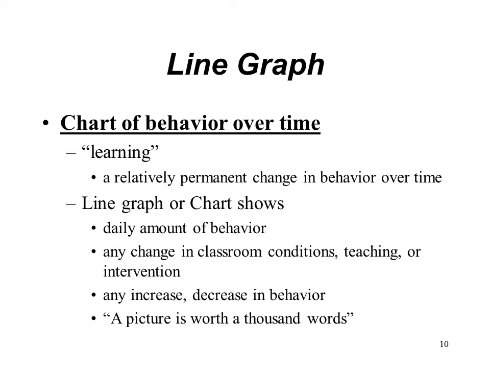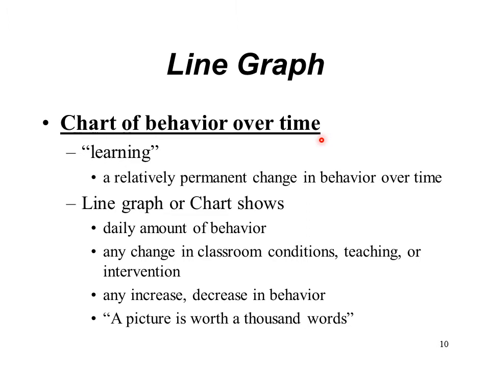The style of graphs that we were just looking at in the last example are called line graphs. They differ from other kinds of graphs like bar graphs or pie charts because they show a behavior occurring over time. One of the uses that we're going to have for this kind of graph is to chart behavior from one day to the next, or from one week to the next, so that we can make some statement about the direction of change in the behavior. So the purpose of the line graph, as far as we're concerned, is to chart a behavior over time.